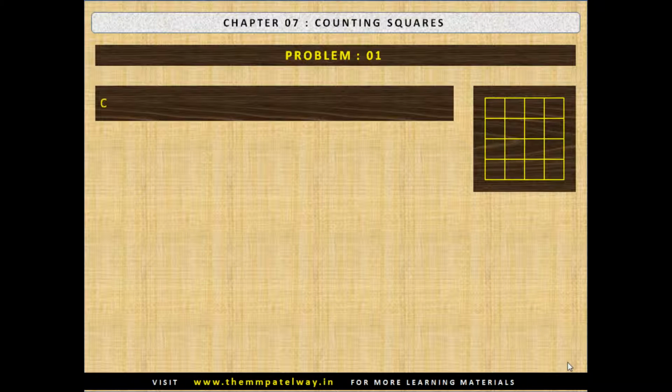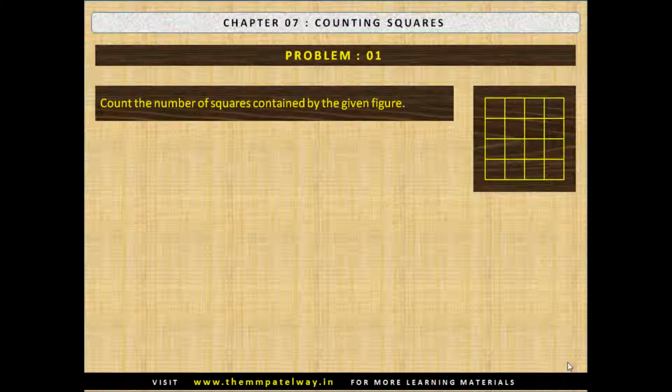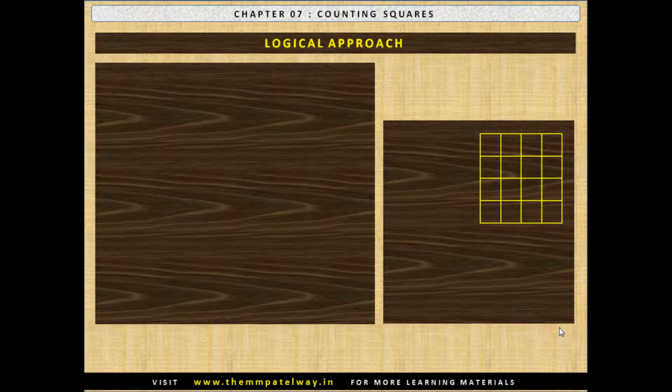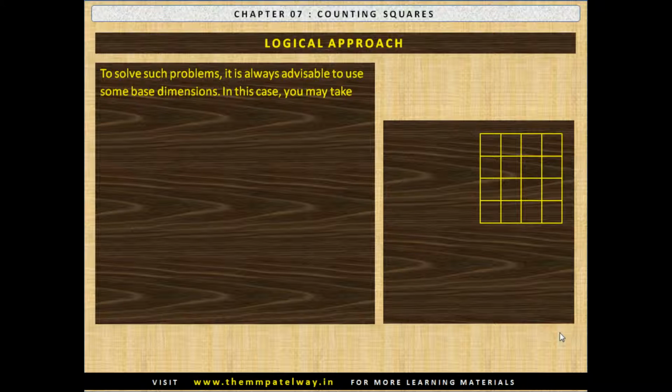Problem number 1. Count the number of squares contained by the given figure. First, we will discuss the logical approach. To solve such problems, it is always advisable to use some basic dimensions. In this case, you may take the dimension of the smallest square as m into m.